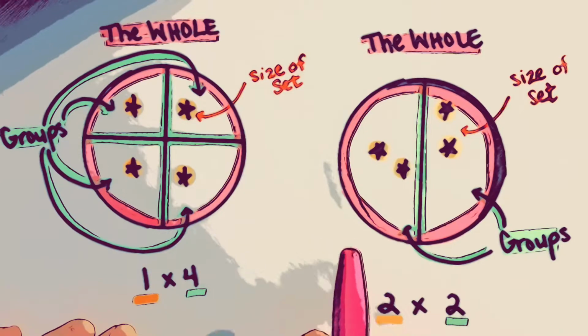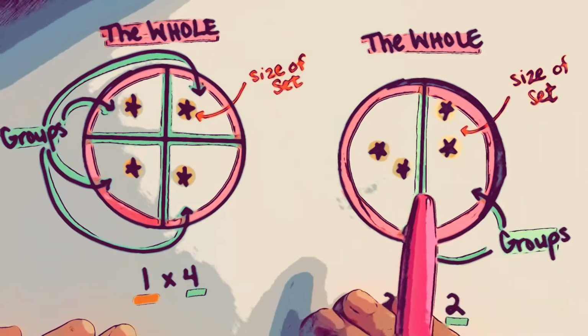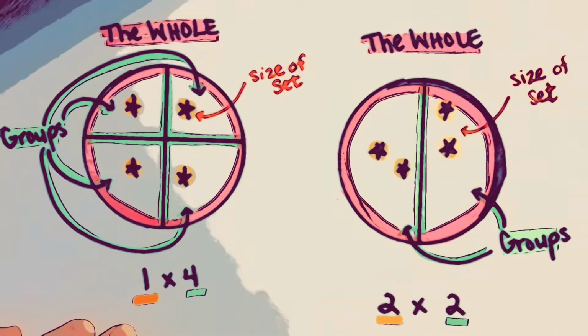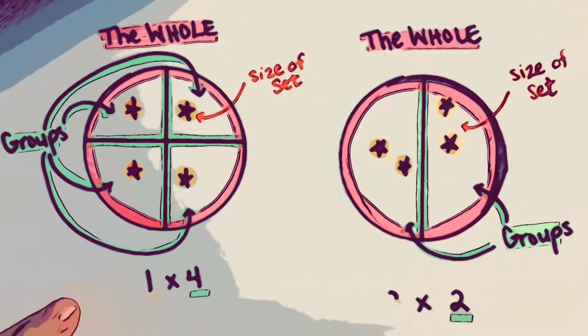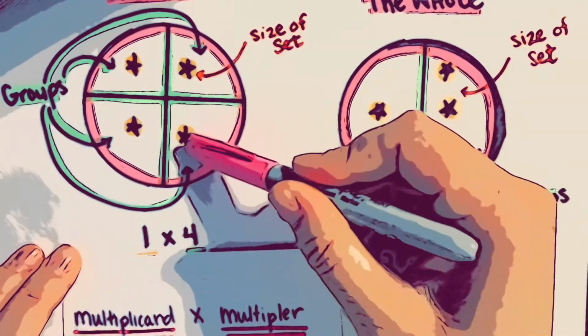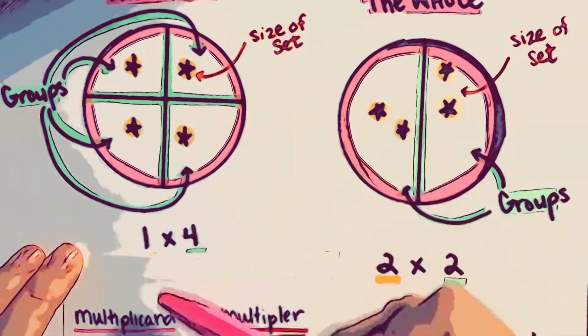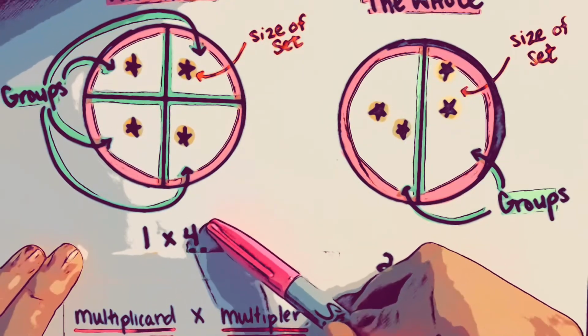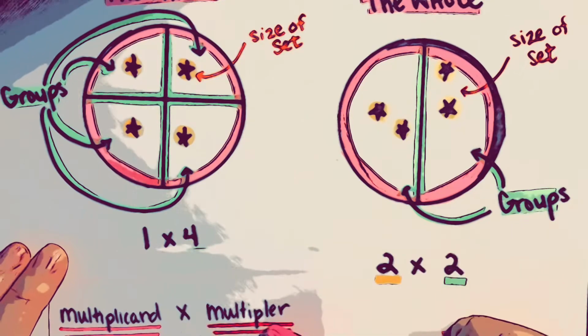Now, how can we notate or represent this numerically? Well, this is multiplication. So here I have 1, which is the size of my set, or also known as my multiplicand, and I have my number of groups, 4, which is known as my multiplier.